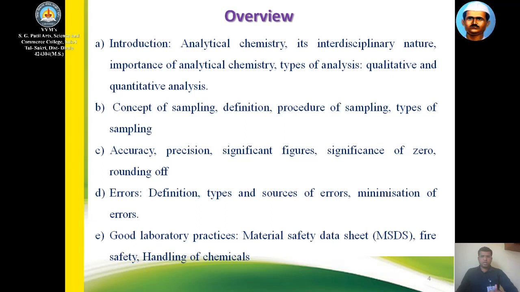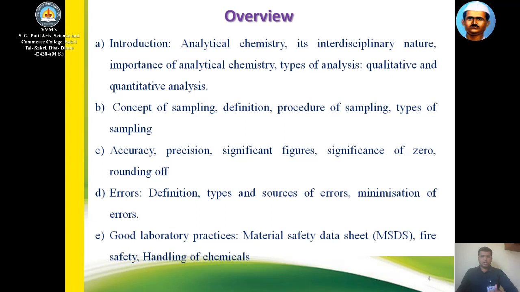Then accuracy and precision, significant figures, significance of zero, and rounding. These are mathematical terms, and they can give a precise value or a value nearer to the correct value. Accuracy, precision, significant figures, rounding, all these terms are regarding the output of data. What type of data we have got, and data analysis towards more accuracy, is consistent with accuracy and precision. That is point C.